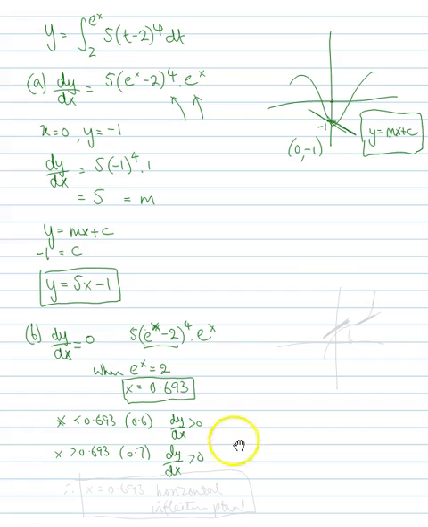So what happens when both of them are positive? That means the function, as I've drawn it here, is actually wrong. It should be something like this. I won't try to make it exact, but it's saying that the function has a positive gradient on this side and continues to have a positive gradient on this side. Therefore, the point with x-coordinate 0.693 is a horizontal inflection point.